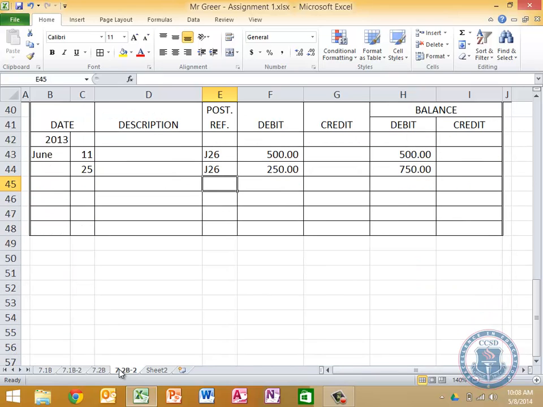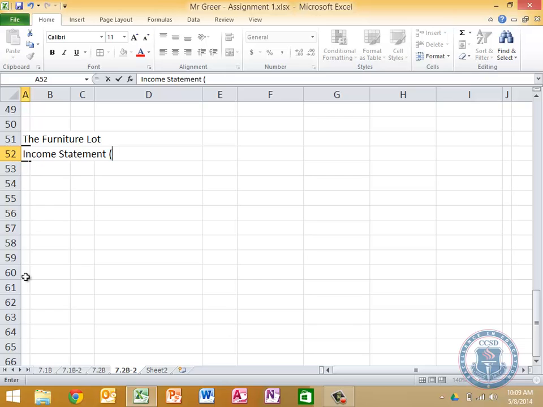Sorry, YouTube. Okay, so I'm going to make down at the bottom of my ledgers here just a basic financial statement, and it's just a partial income statement. We're just going to do the revenue section. So this was for the furniture lot. It's an income statement. Partial. June 30th, 2013.